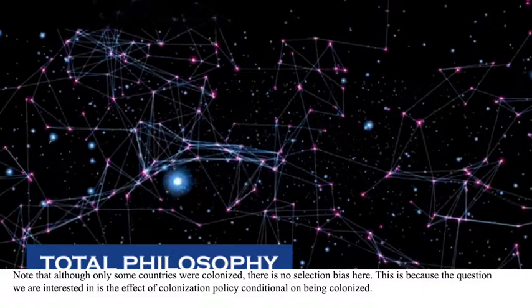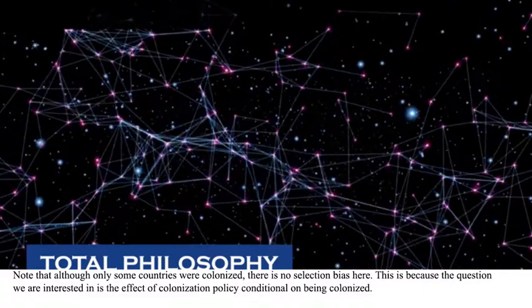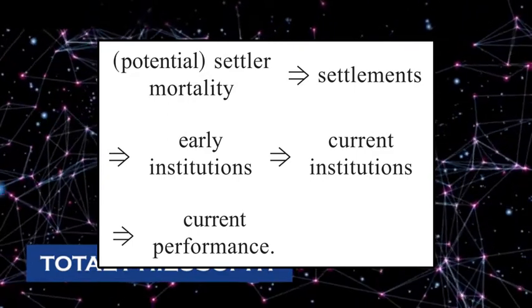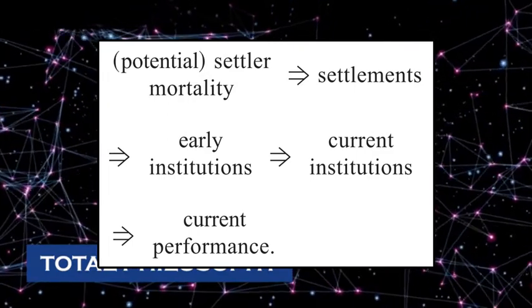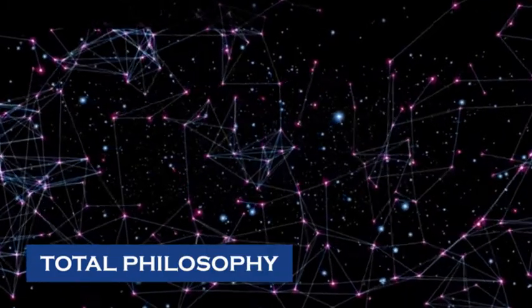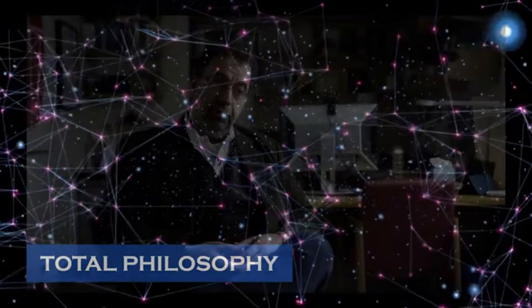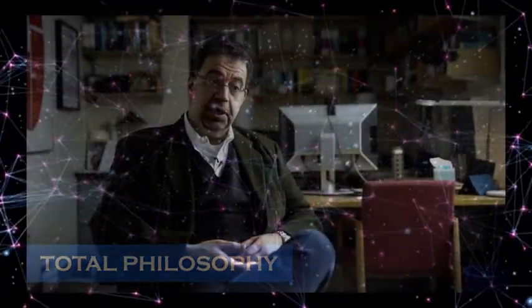More specifically, our theory can be schematically summarized as: potential settler mortality leads to settlements, that lead to early institutions, that lead to current institutions, that lead to current performance. We use data on the mortality rates of soldiers, bishops, and sailors stationed in the colonies between the 17th and 19th centuries, largely based on the work of the historian Philip D. Curtin. These give a good indication of the mortality rates faced by settlers. Europeans were well informed about these mortality rates at the time, even though they did not know how to control the diseases that cause these high mortality rates.